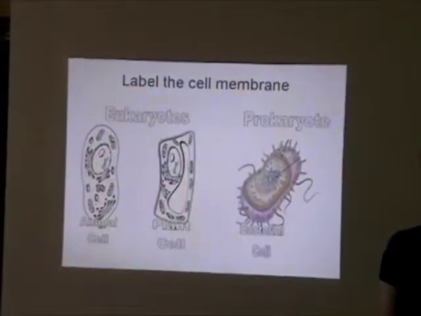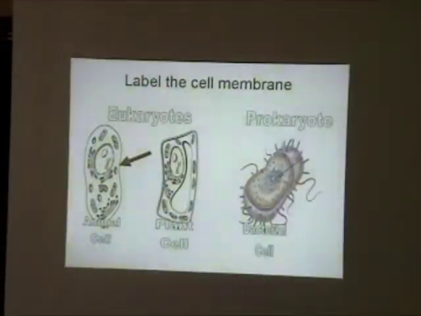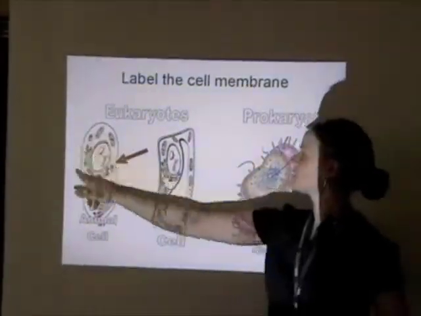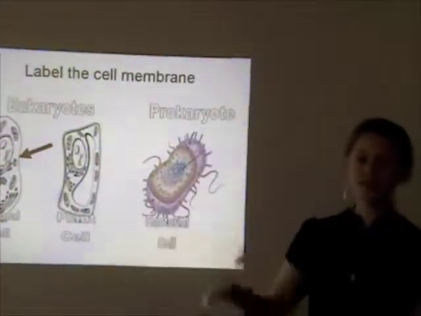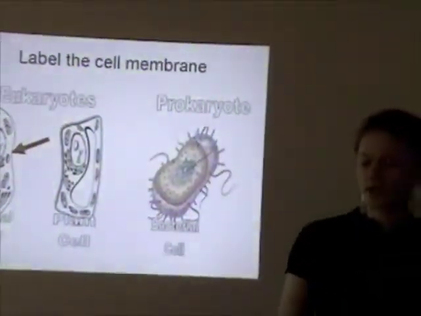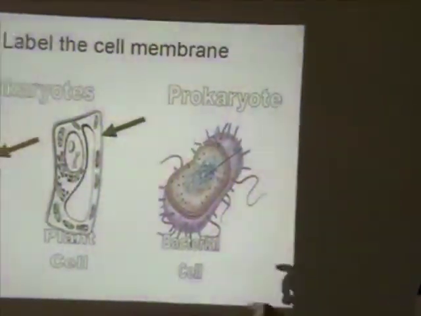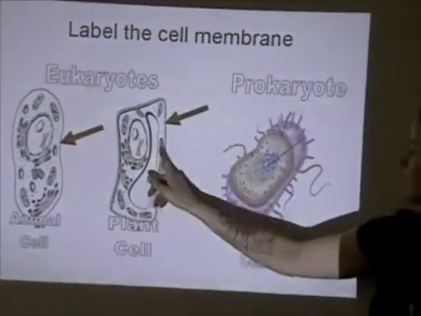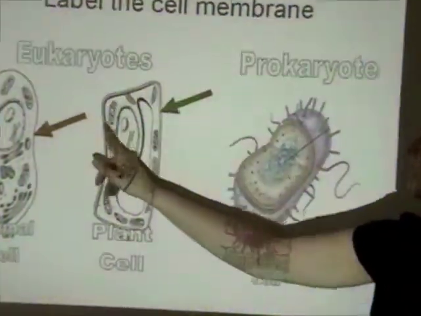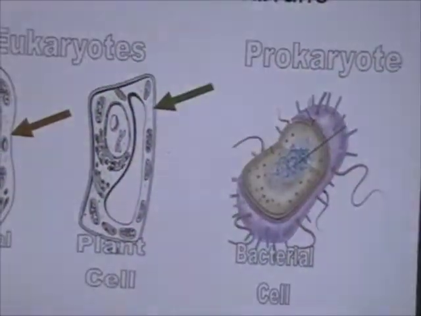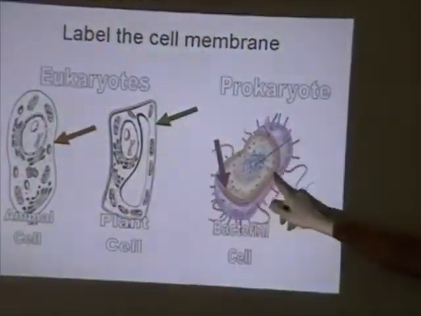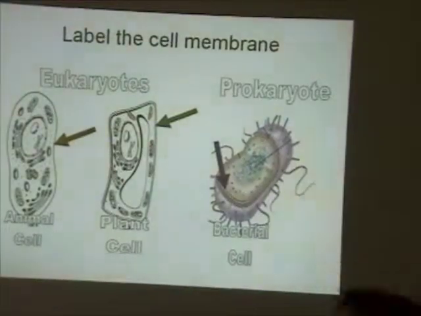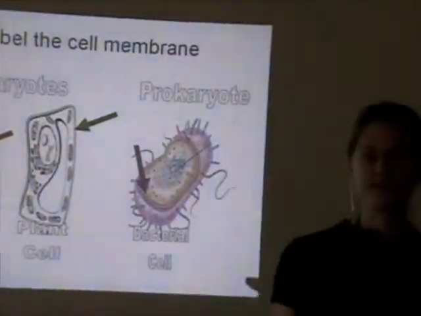Okay, so first for the animal cell. You should have drawn an arrow to indicate this right here as the cell membrane. The plant cell is a little bit trickier because it has a cell wall that's immediately on the outside. So you should have drawn an arrow to the inside line as the cell membrane, right inside that cell wall. And then finally for the bacterial cell, you should have drawn an arrow right here to indicate that this is the cell membrane. Okay, so all of these different, very diverse types of cells have this cell membrane.